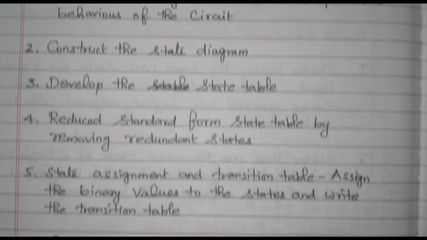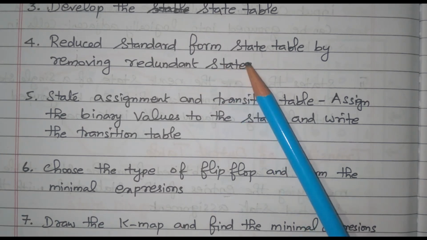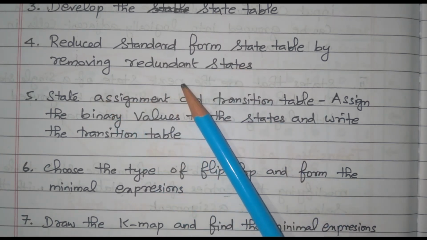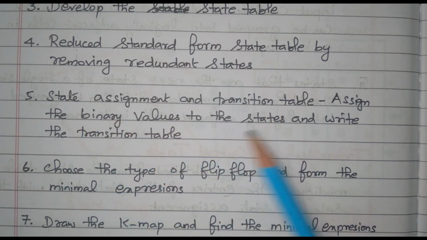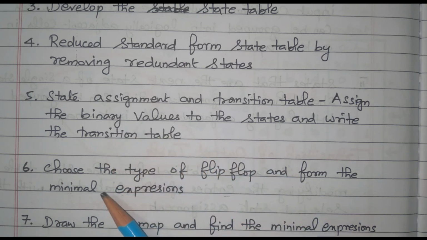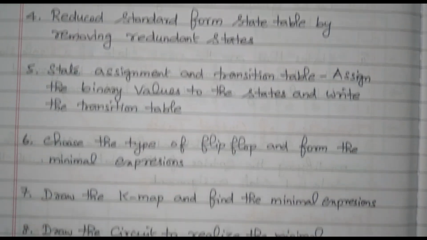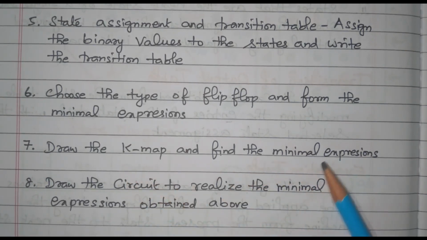Third one, develop the state table. Then fourth one is reduce the standard form state table by removing the redundant states. Fifth one is state assignment and transition table. Assign the binary values to the states and write the transition table. Choose the type of flip-flop and form the minimal expressions. Then seventh one is draw the K-map and find the minimal expression. Draw the circuit to realize the minimal expression and obtain the design of sequential circuit.